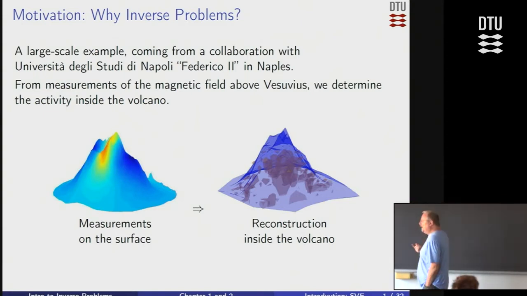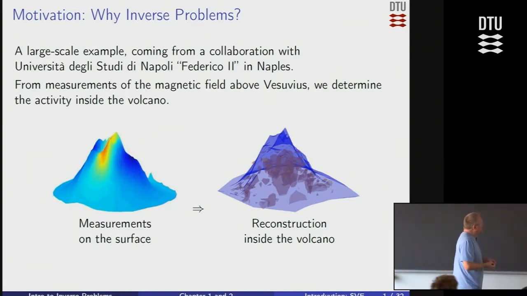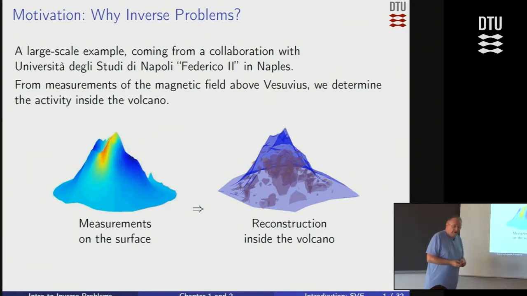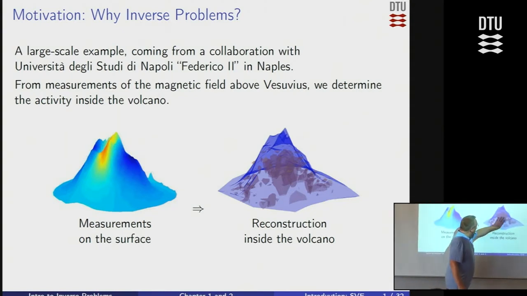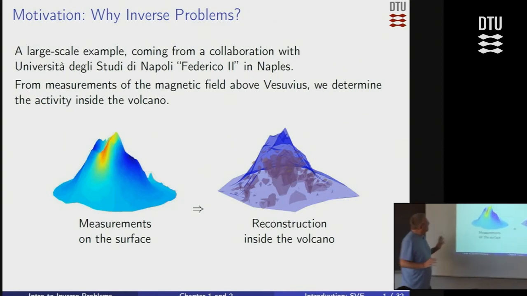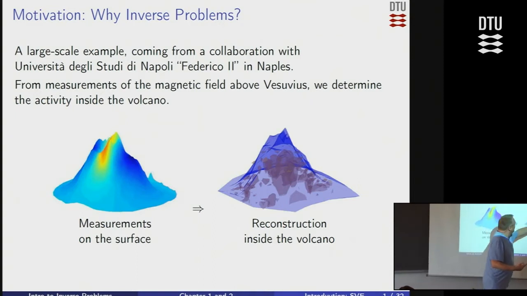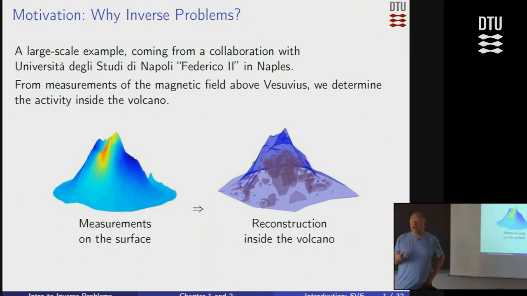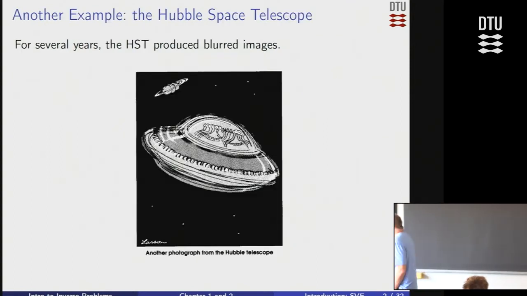You can only do indirect measurements, right? You can't really measure the thing you want to know, but you can measure a derived quantity. Of course, if there's magnetic material in there, it generates a magnetic field that you can measure outside, and then you can set up a mathematical model, and from that model you can figure out what gave rise to the magnetic field that you actually measure inside the volcano. So that's one inverse problem.